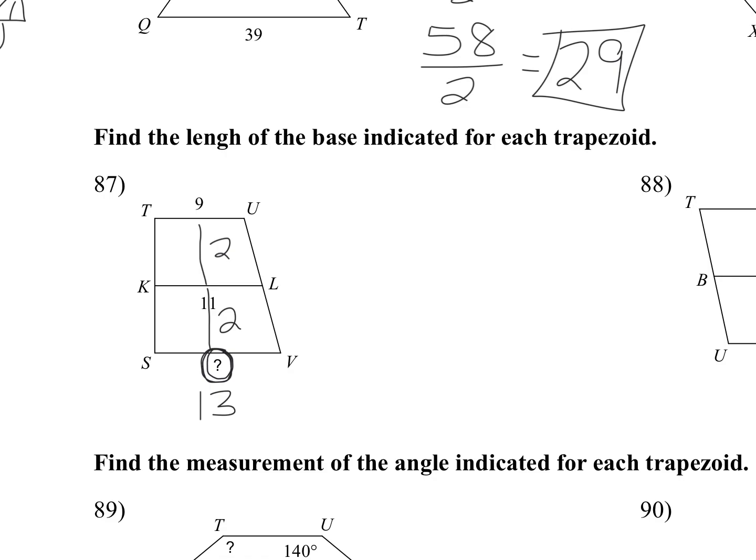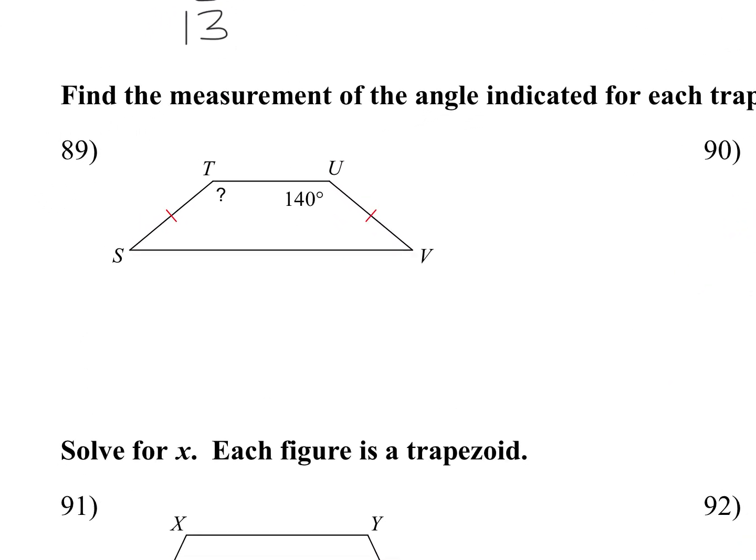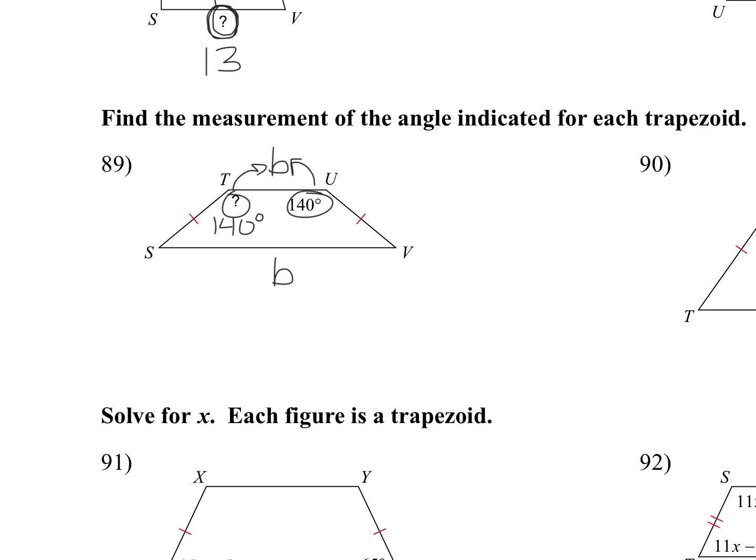On 89, let's label the parts of the trapezoid. What parts of the trapezoid do we know? The bases. Bases is the top and the bottom. What do we know about the angles of a trapezoid once again? The base angles are the same. Are these two angles on the same base? Yes. So if one's 140, the other one is 140. So that's just the answer.